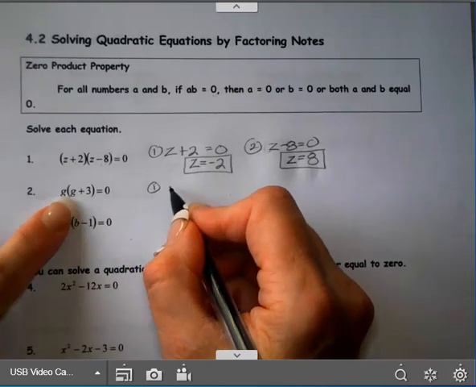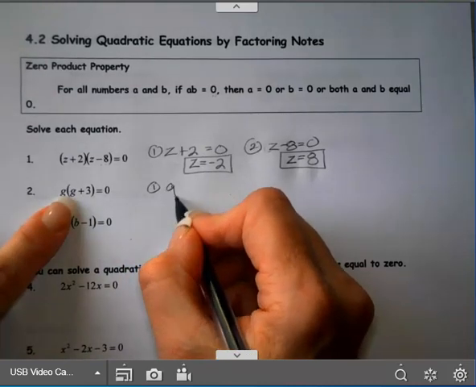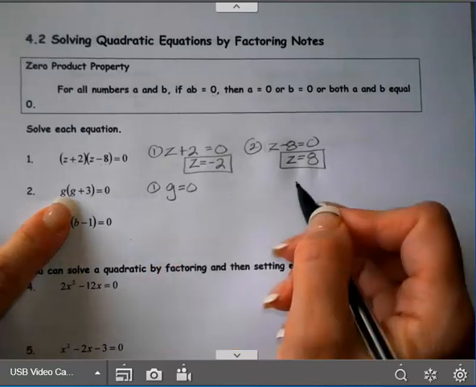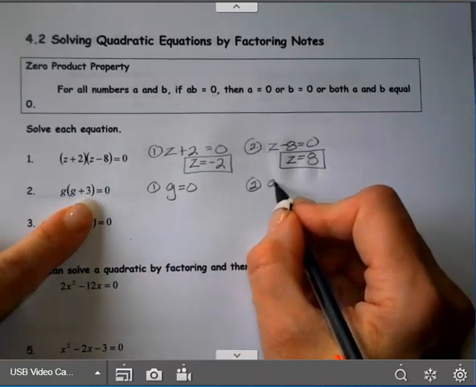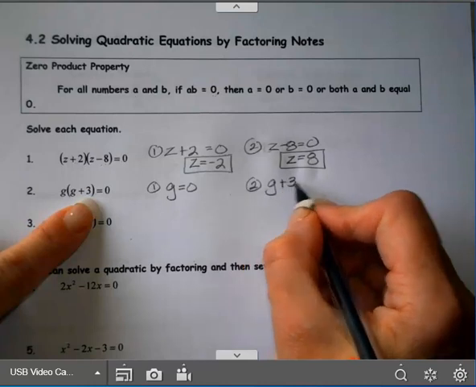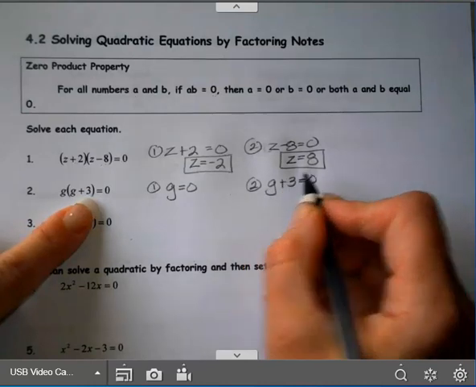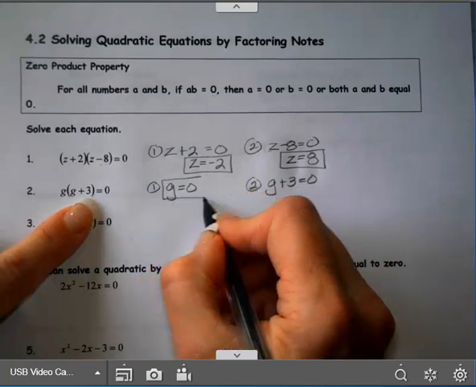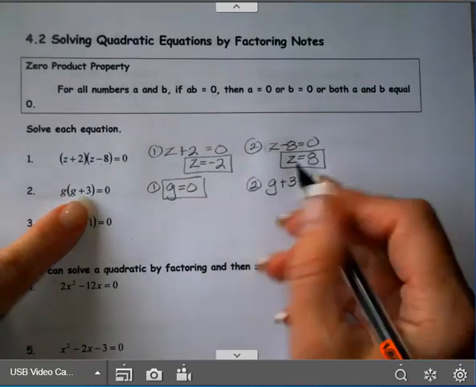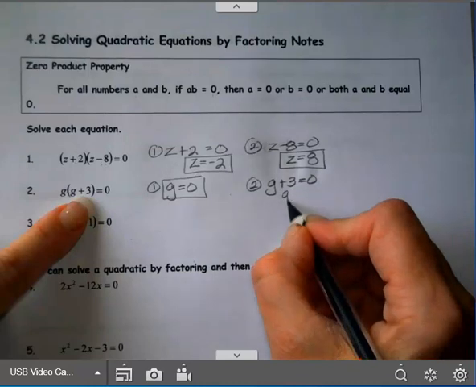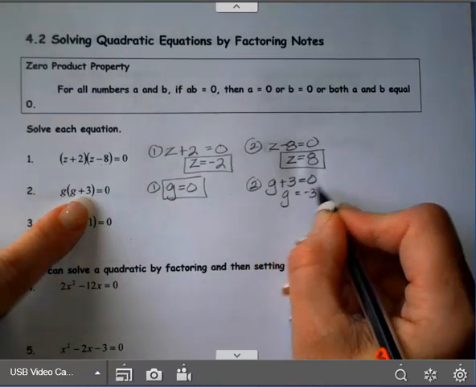On the second one, my first factor is g. And my second factor is g plus 3. And so if you have a letter on the outside, 0 is one of your solutions. And then on this one, you'll have to subtract 3. So g equals -3.